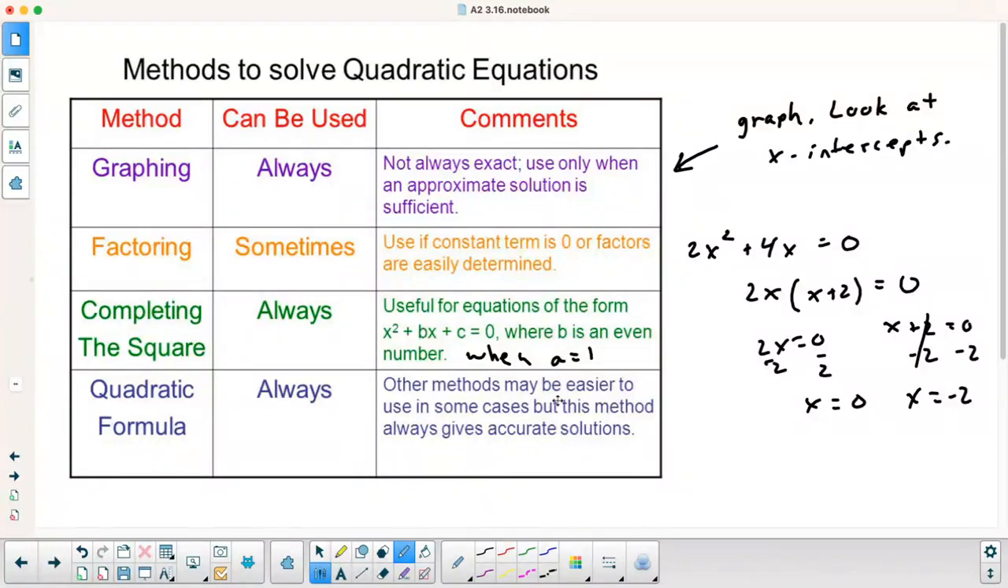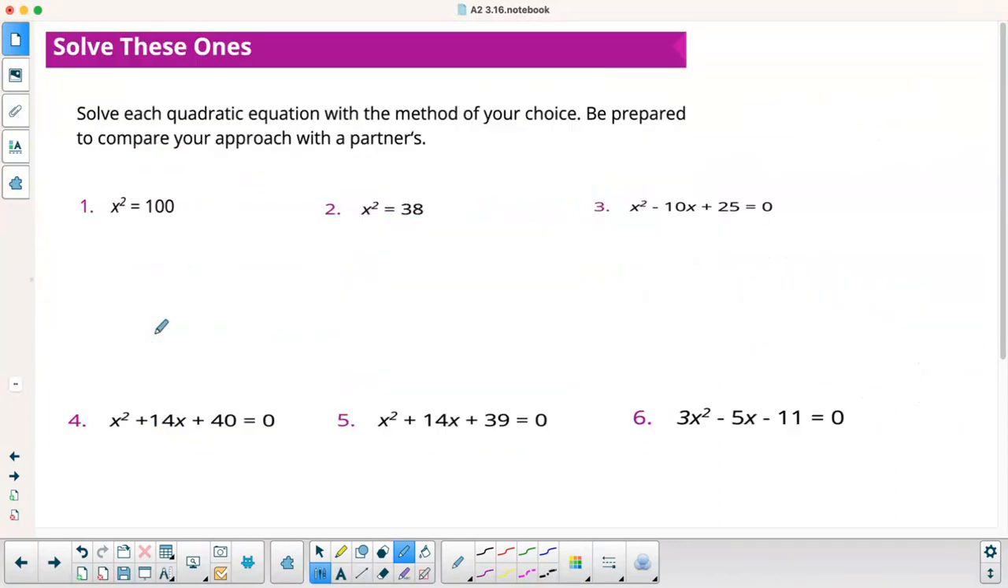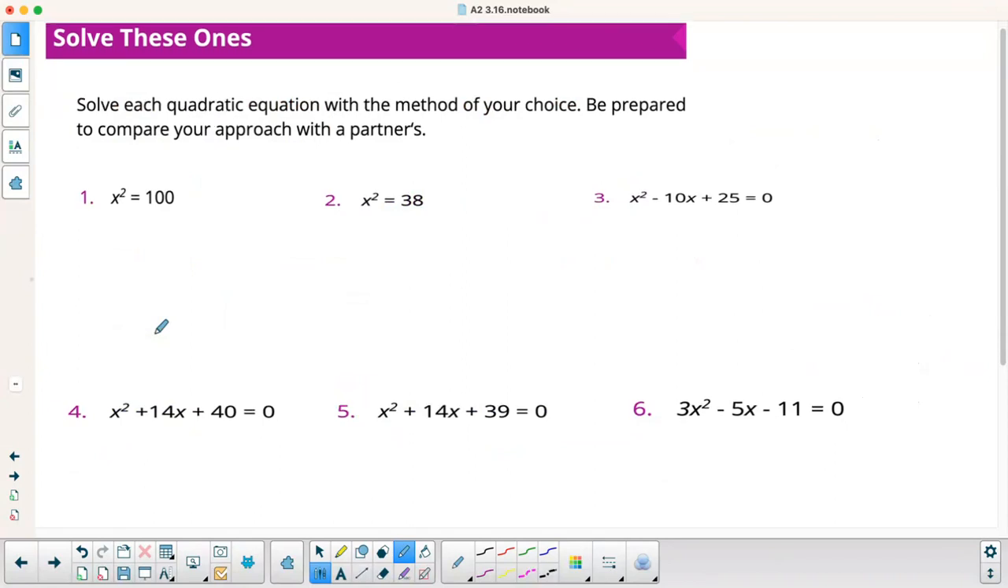All right. So I always tell my students, definitely be good at quadratic formula because it always works. And sometimes it might be longer than the shorter ways, but sometimes it's shorter than completing the square. So like if b is odd, or if a is a number other than 1, quadratic formula is a little bit easier. All right. So solve each equation with your method of choice. So I'm going to choose probably the easiest method for each one. I'll try to do a little bit of each.